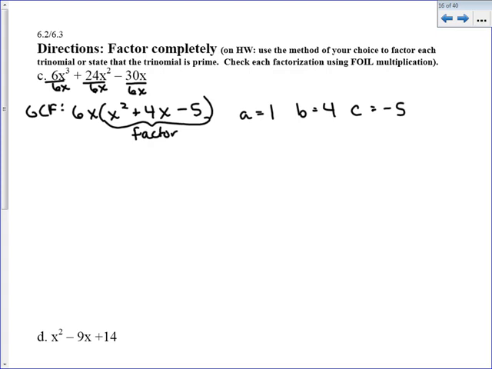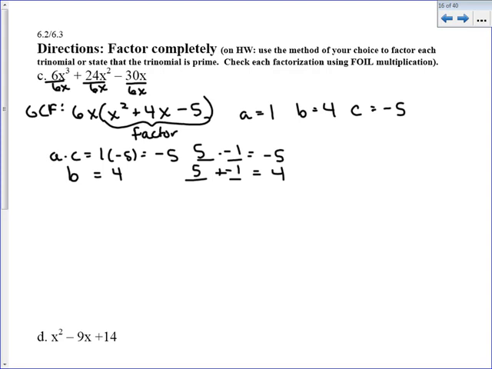We're going to work with the AC method, which means take A and multiply it by C. So 1 times negative 5 gives me negative 5. And let's not leave out B, which is positive 4. So I need the pair that multiplies to negative 5 and adds to positive 4. 5 and negative 1. And again, if you put negative 1 and 5, you're going to get the same answer. Your groups will just be different. So 5 times negative 1 is negative 5. 5 plus negative 1 is positive 4. There is only one pair that ever meets that condition.